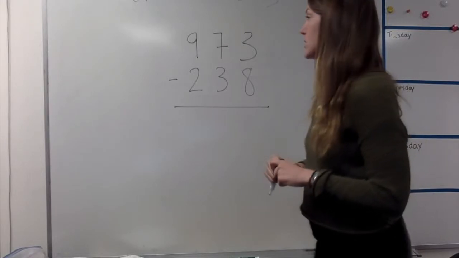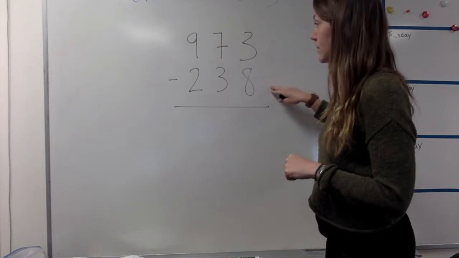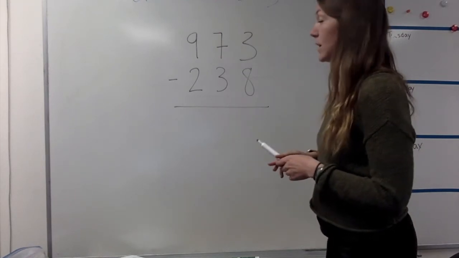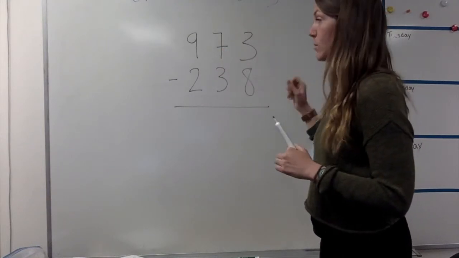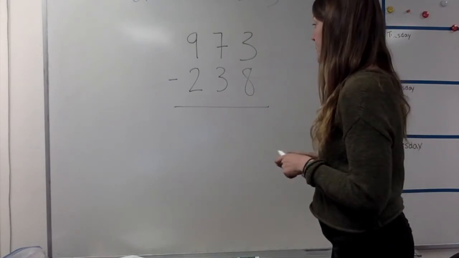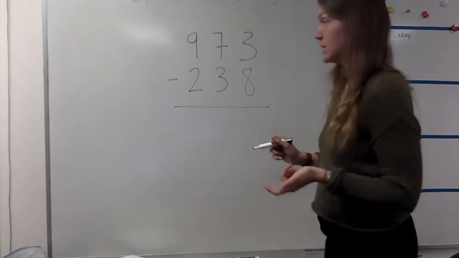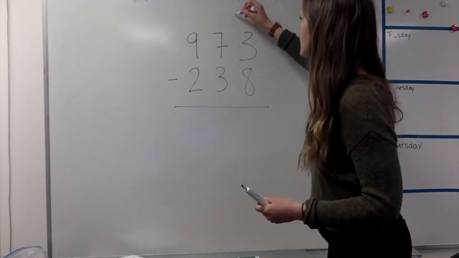Okay, so let's have a look at a 3-digit number take away a 3-digit number. Now again, notice my larger number, 973, is on top. My smaller number, 238, is on the bottom. So again, we're going to start in the ones place. I will put my place value columns here to help me.